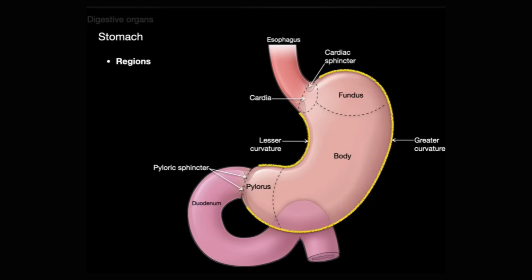The body of the stomach is down here, then the greater curvature, which is the yellow outer line I've underlined, and you have the lesser curvature, followed by the pylorus, and you have the pyloric sphincter with the duodenum itself. So this is a pretty easy diagram. It's just identifying them.